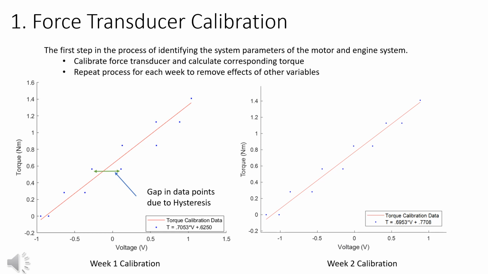Something that should be noted is that there is a gap between the data points. This was due to hysteresis occurring because of the loading and unloading of the weights. From these calibration equations, the torque measured during experimentation can be transferred from voltage to Newton meters.